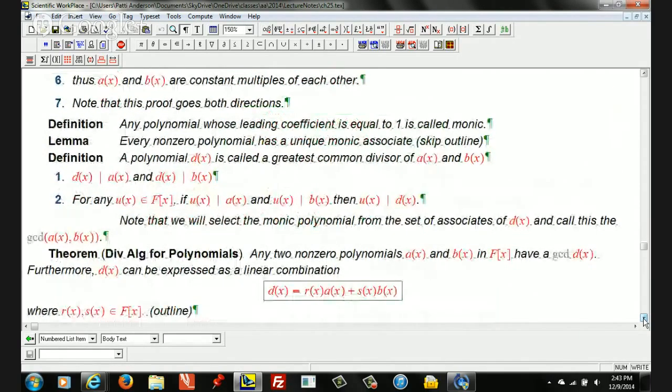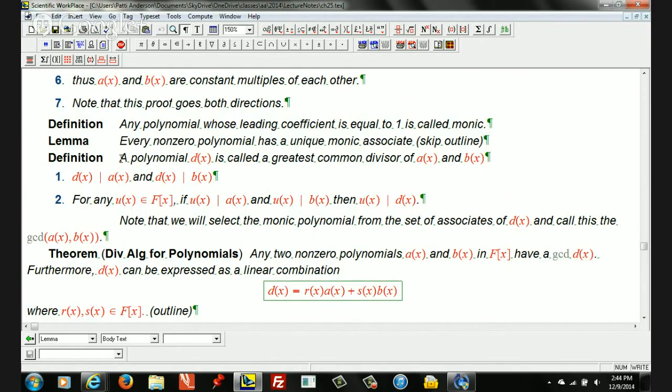Okay, so more definition. Any polynomial whose leading coefficient is 1 is called a monic polynomial. And every non-zero polynomial has a unique monic associate. We're not going to worry about the proof of that. You just multiply by a constant, 1 over the leading coefficient, the inverse of whatever it is. And because multiplication of two known numbers is unique, it forces it to be unique.